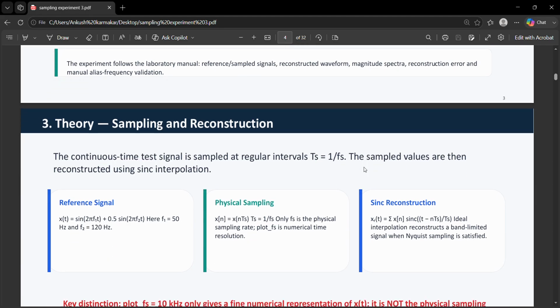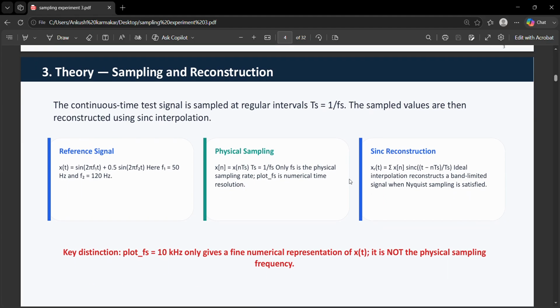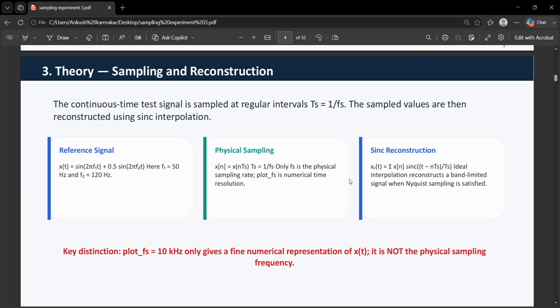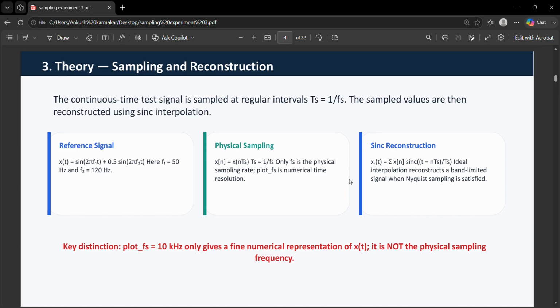Theory: sampling and reconstruction. The continuous time signal used here is x(t) equals sine of 2 pi f1 t plus 0.5 sine of 2 pi f2 t. In this experiment, f1 is 50 Hz and f2 is 120 Hz. So the maximum frequency present in the signal is 120 Hz. The physical sampling is represented as x[n] equals x of nTs, where Ts is the sampling interval, Ts equals 1 by Fs.